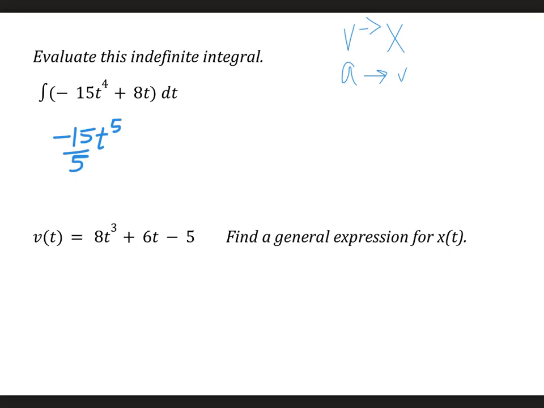Let's do the same thing for the next term. So we have 8t. So we will increase this exponent. If I just see a t, that's t to the 1. So it goes up to t to the 2. And again, I divide by that new exponent. Let's go ahead and simplify this a little bit. So negative 15 over 5 would be negative 3, so negative 3 t to the 5. And then 8 over 2 is 4.